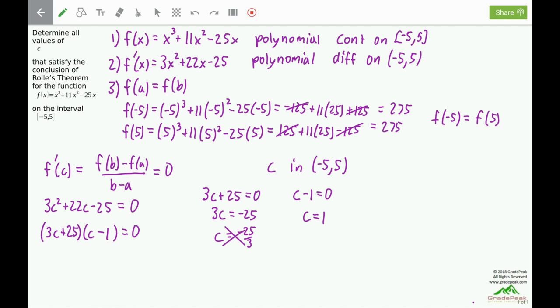The second one, c equals 1, is definitely between negative 5 and 5. We will keep that one. We are guaranteed at least one, perhaps more. We ended up with just one here. There's the value of c that satisfies the conclusion of Rolle's theorem for that function.